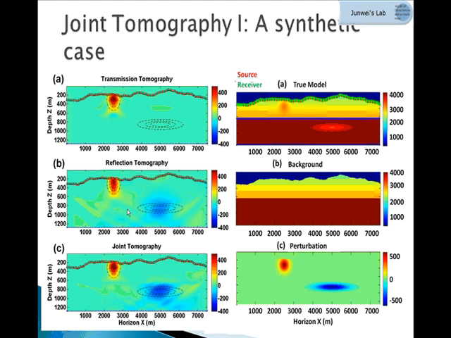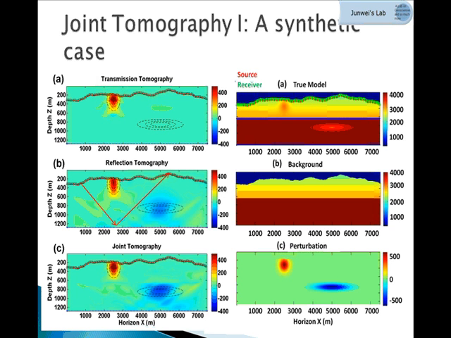The reflection tomography recovers both, but it has slightly vertical elongations, particularly for the lower anomalies. It even smears across the boundaries here into the first layer. The best image is provided by the joint tomography in terms of the shape, and the anomalies are also constrained. Like this lower anomaly, it's constrained within its own layer.